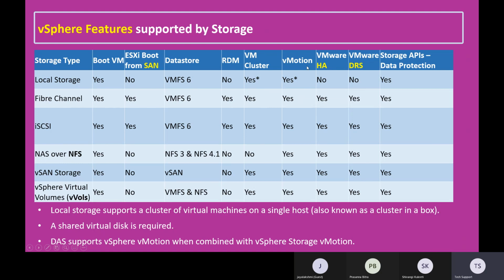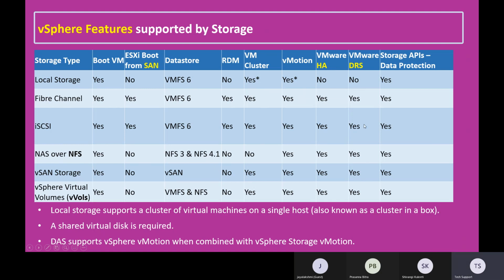But in order to get support for all the features, whenever we are trying to purchase any SAN box or NAS box, before purchasing we need to validate whether our storage supports all features or not. But most of the time, all the vSphere features are supported on all the storages except local storage. Local storage won't support RDM and also HA and DRS.